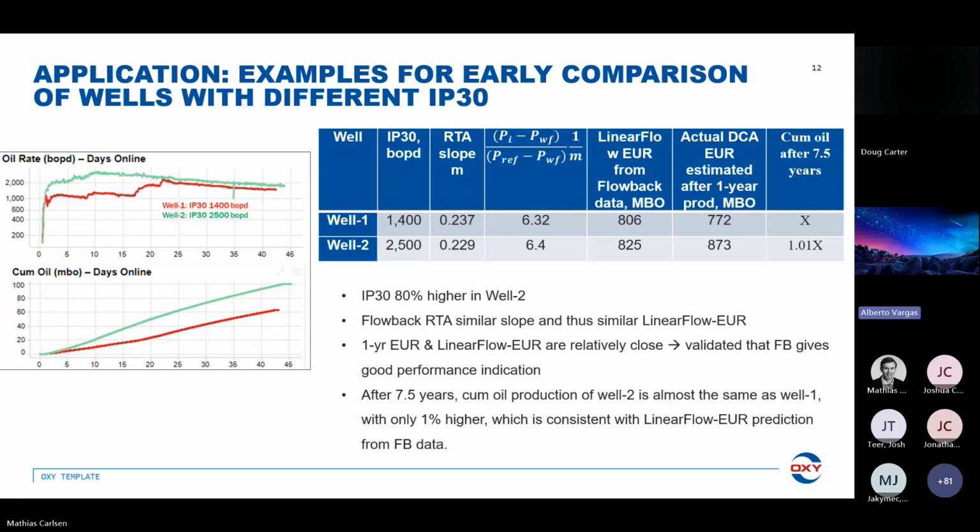And then after 1 year, our reservoir engineer did the DCA. They got like 770, 870. So it's close. Of course, well 2 shows better. Now 7.5 years have passed already. Just early this week, I looked at the numbers, and I found that the Q is almost the same, just 1% higher. So we are really happy with the method.